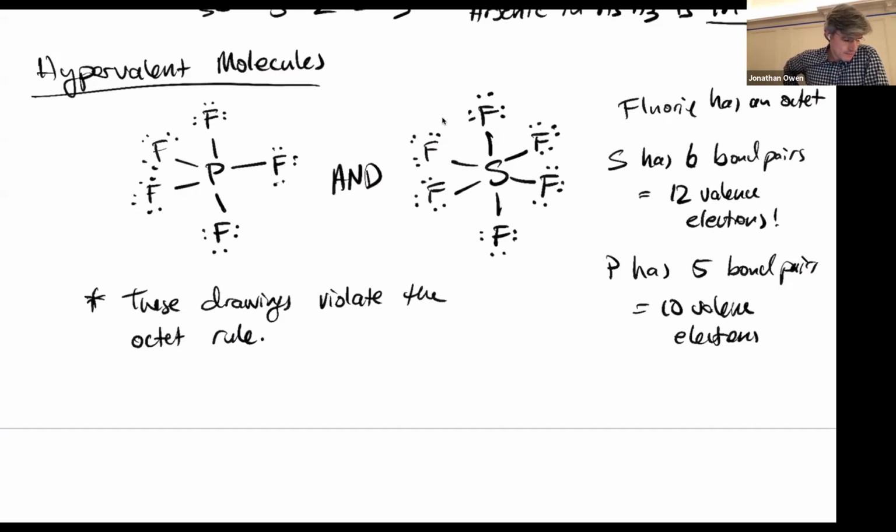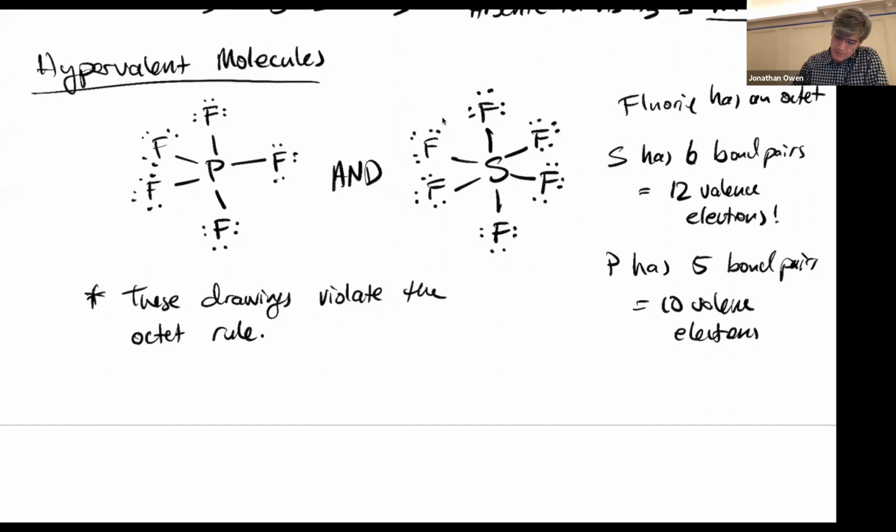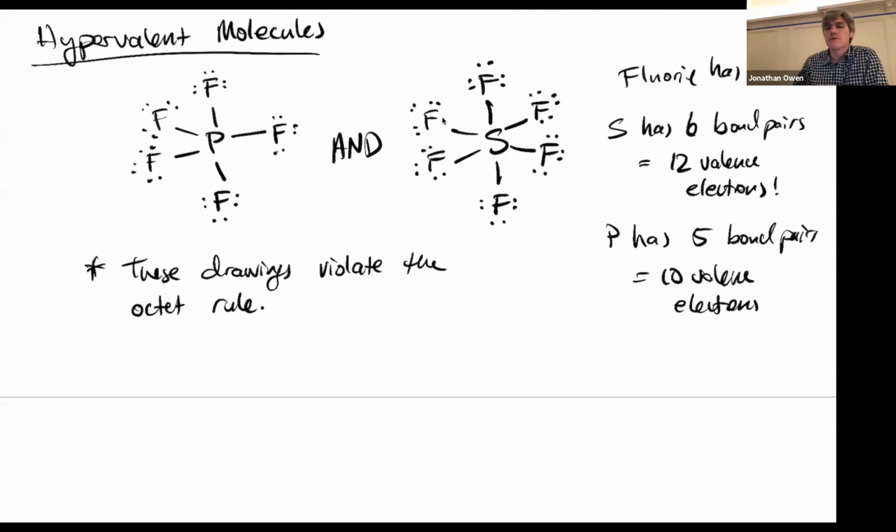So what do we do about that? Let's just first calculate the valence. So what is the valence of phosphorus in the structure on the left?